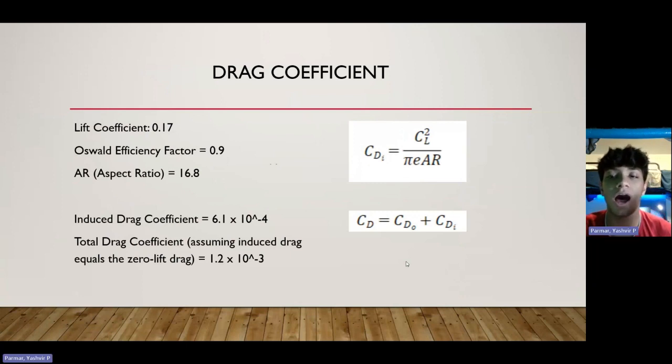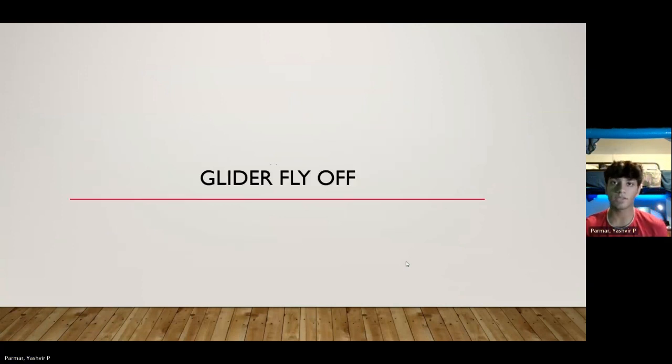For the drag coefficient, I had to take the lift coefficient from the last slide and divide it by pi times e, the Oswald efficiency factor, times aspect ratio. And I came up with an induced drag coefficient of about 6.1 times 10 to the negative 4. The total drag coefficient is basically 2 times the lift-induced drag coefficient, because the zero-lift drag is the same based on assumption. So we got 1.2 times 10 to the negative 3.